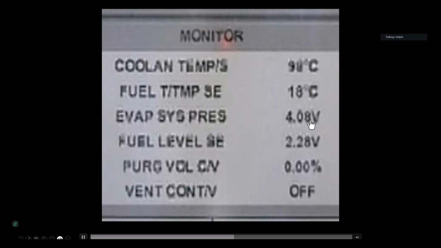That's telling the computer there's a leak in the system, a small leak. Now it's going to try it again. See if this goes on again. Always, that's why I wish the vent was a PID on a scan tool. There it is, it's on again.